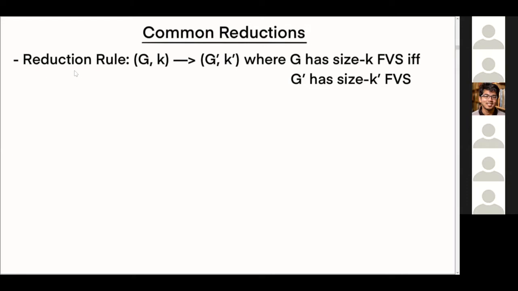So going back, why is it called a reduction rule? That's because typically when we do this transformation, either G' is smaller than G, or k' is smaller than k, so we can make progress in a sense. So that's why it's called a reduction rule. But the formal definition does not require any relation between G and G'.